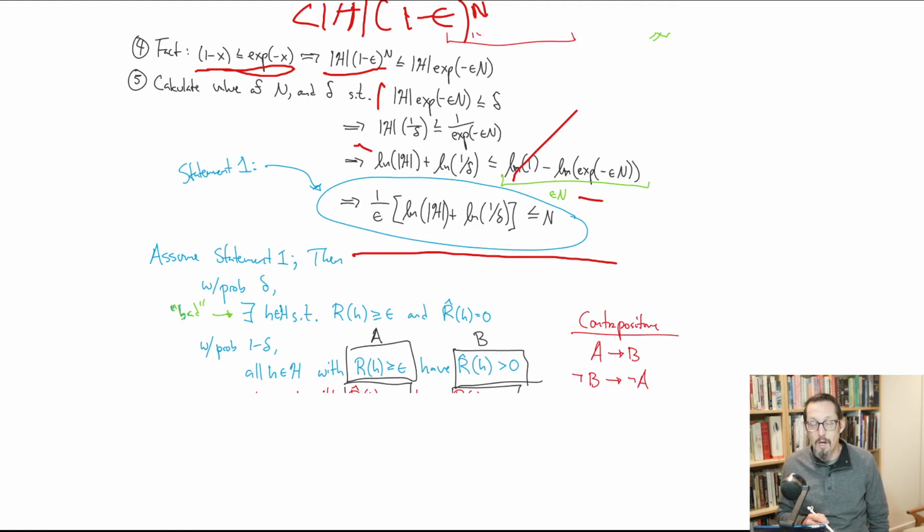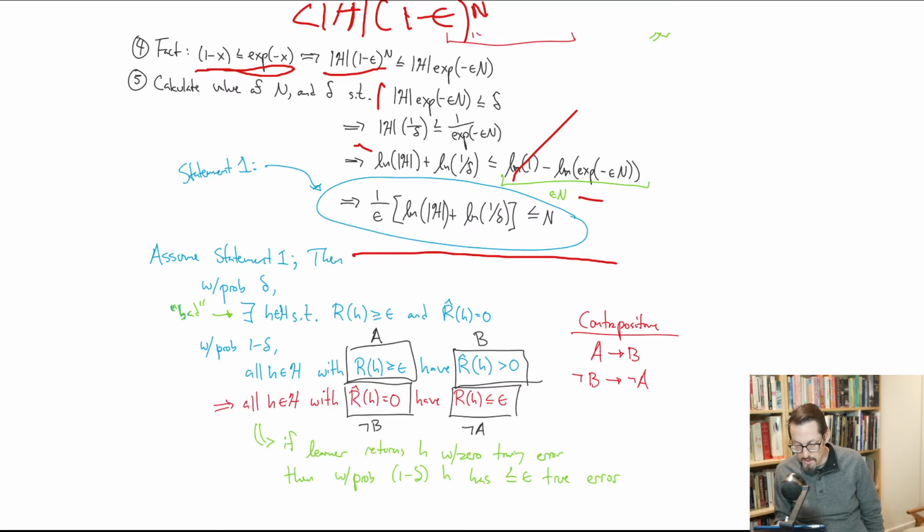So the contrapositive is a way to do a proof where we start with: if A implies B, then that tells you that not B implies not A. So we're going to take this A here and this B here. Having a bad true error implies that the training error is greater than 0. So we're going to turn that around and do the not B, not A thing.